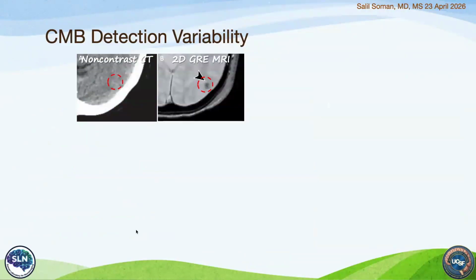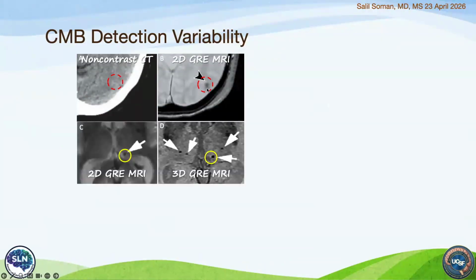Yeah. So anyway, to give you some examples of how the imaging can actually lead to variability: as we talked about with microbleeds, they're invisible on CT, but you can see them on this 2D GRE MRI. But then here's an example where I've got a 2D GRE. Basically 2D and 3D are different ways of doing MRI acquisitions of the brain.